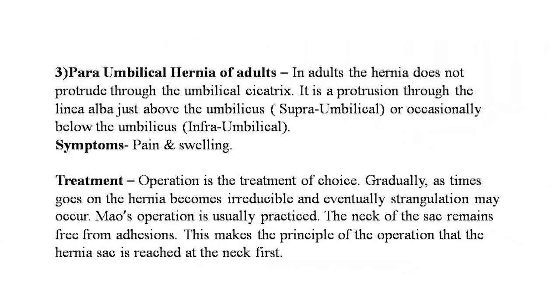Now the paraumbilical hernia of the adult. In adults, the hernia does not protrude through the umbilical cicatrix. It is a protrusion through the linea alba just above the umbilicus, that is the supraumbilical, and occasionally below the umbilicus, that is the infraumbilical. Symptoms: pain and swelling are there. Treatment: operation is the treatment of choice. Gradually, as time goes on, the hernia becomes irreducible and eventually strangulation may occur. Mayo's operation is usually practiced. The neck of the sac remains free from adhesions. This makes the principle of the operation that the hernia sac is reached at the neck first.